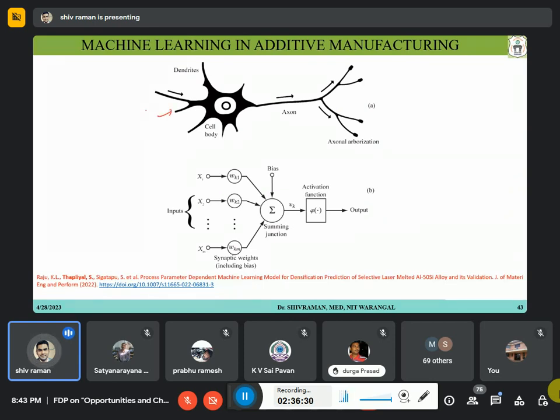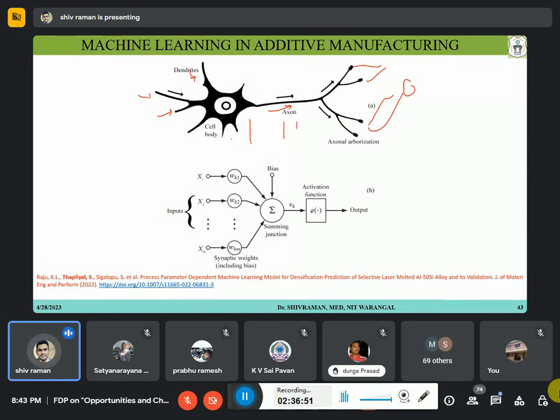So a neuron will have a dendrite through which the information is coming. We have a cell body where the information is processed, and we have an axon through which the processed information is sent. With the help of synapses, this information is transferred to another dendrite, so to another neuron. So it is a collection of neurons.